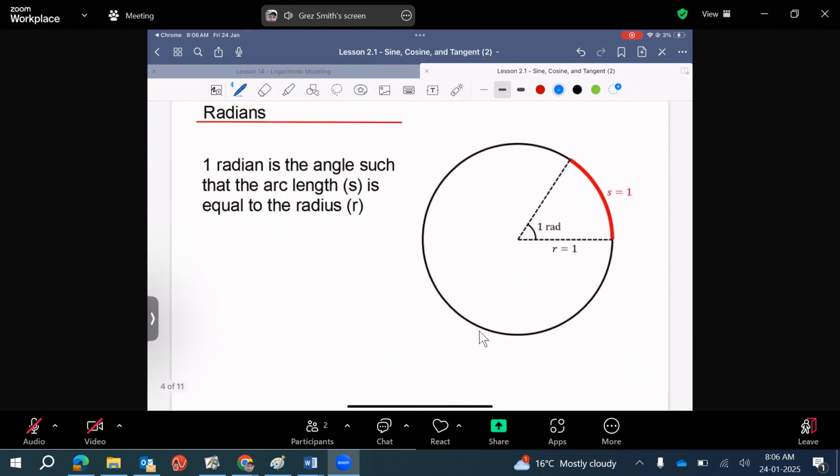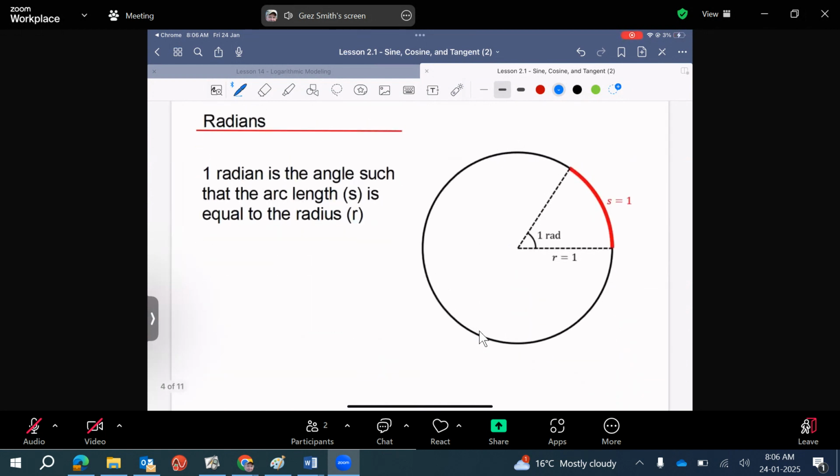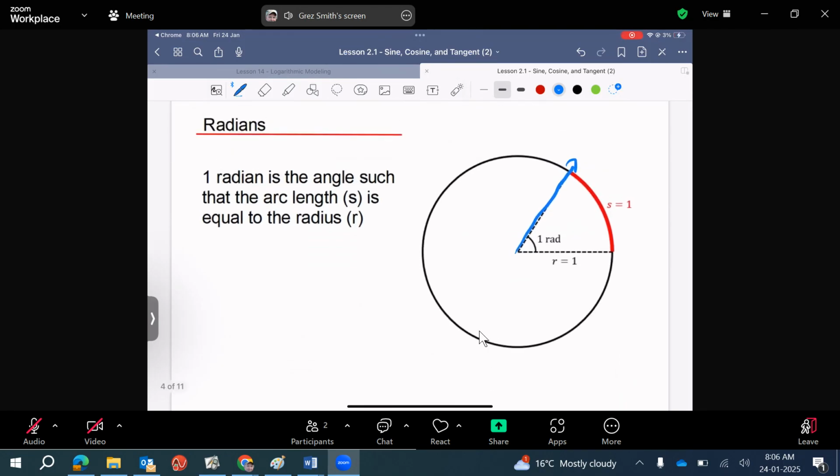So the radian measure, if you haven't seen it before: 1 radian is the angle when it's rotated so that the terminal ray is at a point where the length of the arc here, this length here, is equal to the radius. So in this case, where we have our radius equal to 1, then the length of the arc should also be 1. This defines a radian measure, which is roughly 57 degrees.